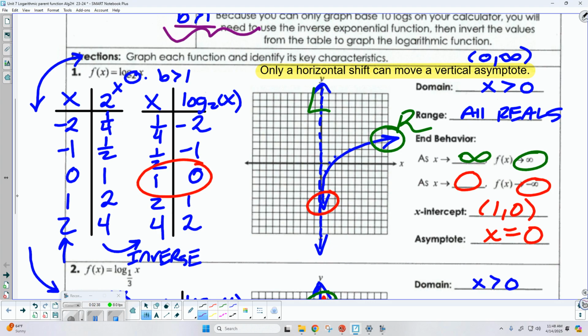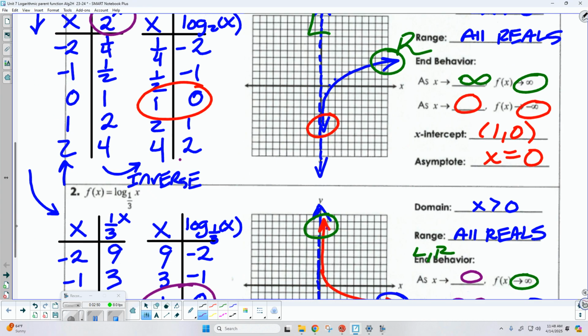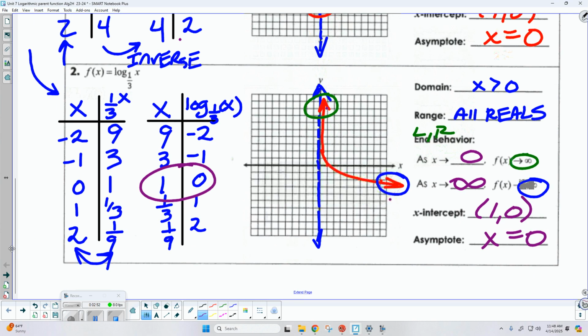Just like this one on Friday, we wanted log base 2 of x. So we found points for 2 to the x, and then we simply reversed all those points, and that's how I got my graph. Same thing as what we did with number 2. We had a base of 1/3, so I found points for 1/3 to the x. Then we switched those. I got my points for log base 1/3 of x. Okay, so pretty easy, pretty straightforward.